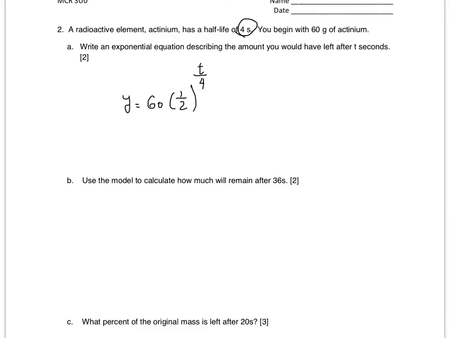Now you're supposed to find how much is remaining after 36 seconds. So we are going to say y is 60 times 1 over 2 exponent 36 over 4, which is 60 times 1 over 2 exponent 9. If you use your calculator, you get 0.117 gram of radioactive material left.